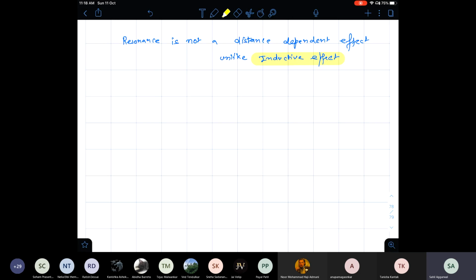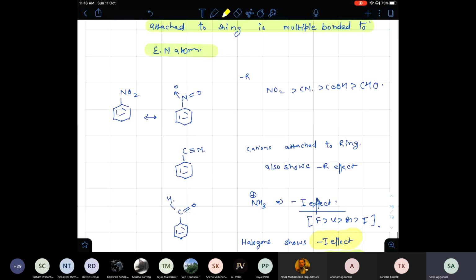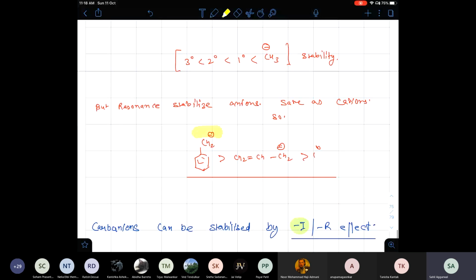So why are we reading all this? हम क्यों पढ़ रहे हैं? Because we were on the anions. हम anions पर थे last class में. So we do have to talk about the stability of anions.